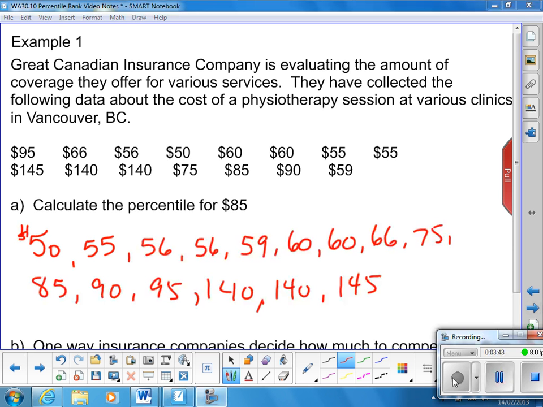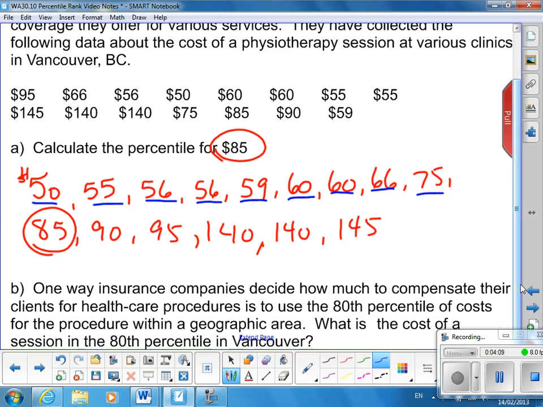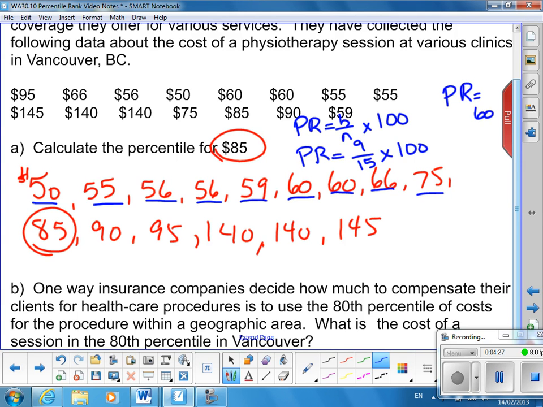Okay, so we're going from least to most in the charges of a physiotherapist. I want to know what $85 would be in the percentile rank. So I find 85, and I count the number of charges or fees that are below 85. So I have 1, 2, 3, 4, 5, 6, 7, 8, 9. So I take my formula, and I'm going to write it up above here. PR equals B over N times 100. Percentile rank equals 9 out of 15 times 100. The percentile rank is 60. So the rate of $85 is in the 60th percentile.